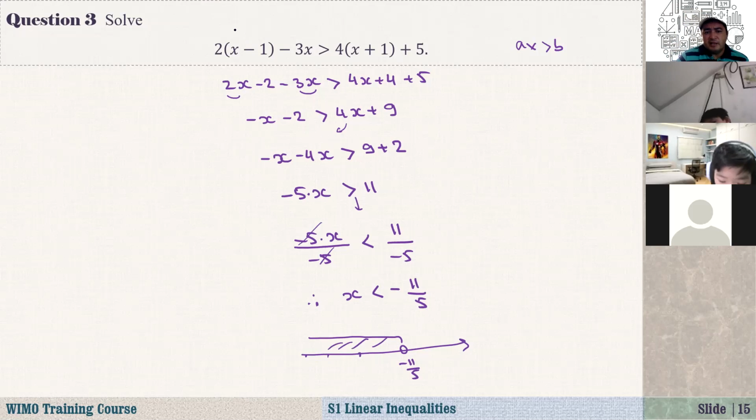If you substitute and evaluate the left-hand side, right? And also substitute and evaluate the right-hand side. So this left-hand side will be greater than the right-hand side.